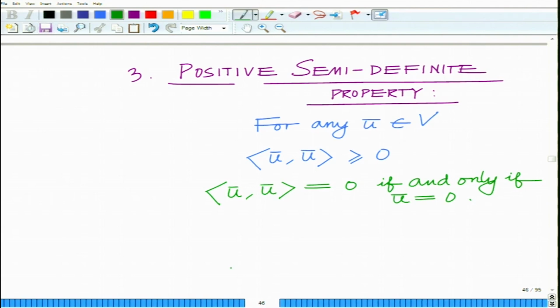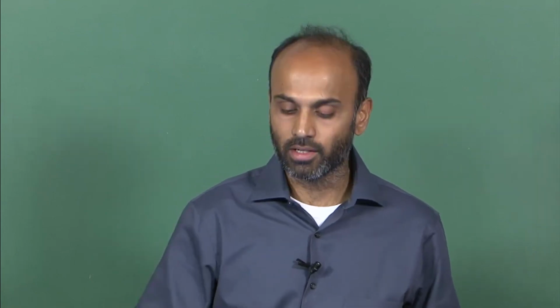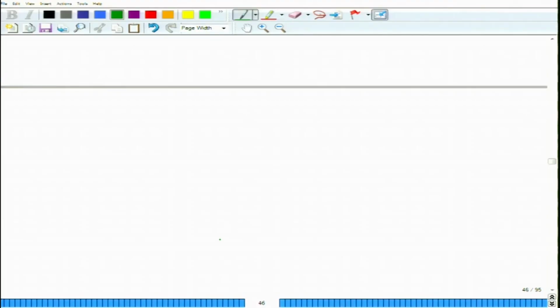So, this is the definition. It is an assignment of a real number for a real vector space and satisfies the linearity, symmetry and the positive semi definite properties. Okay. Let us look at a simple example to understand this. For instance, let us consider the standard dot product between two vectors.